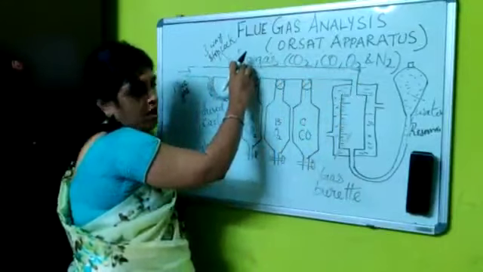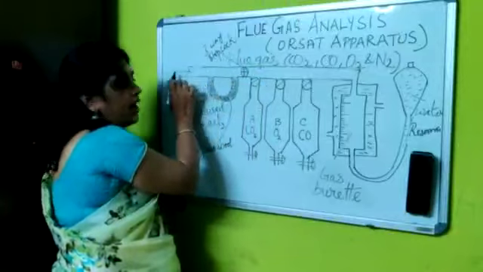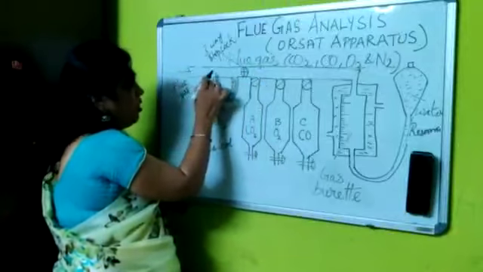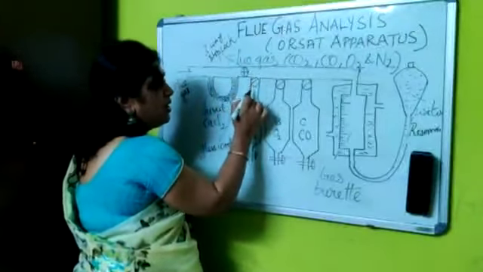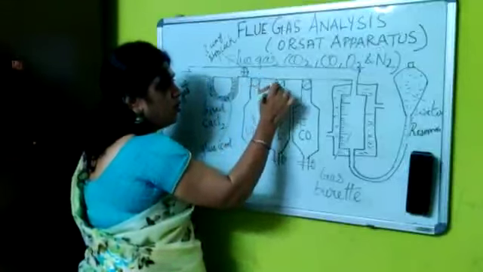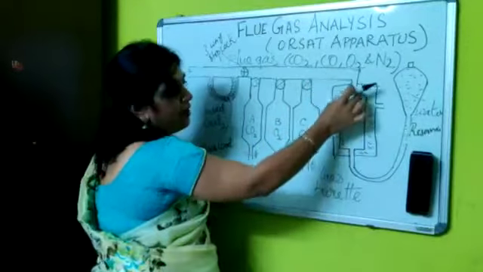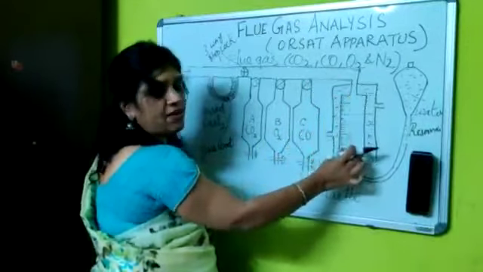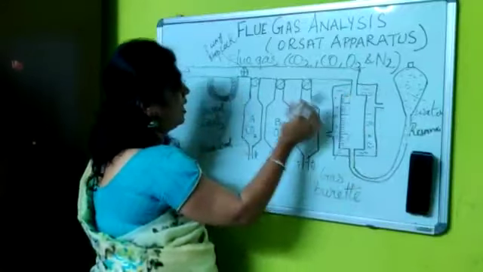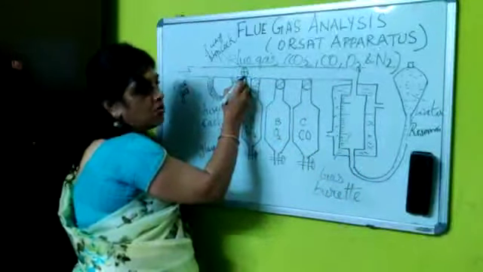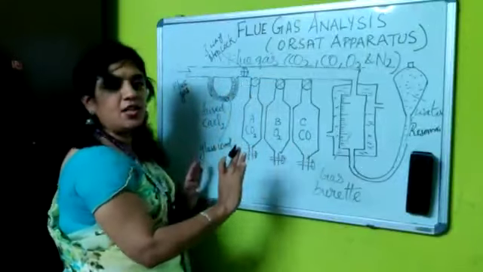Then the stopper is opened and the flue gas enters through this long tube into this calcium chloride tube, and all the three absorption bulbs are stopped using a stopper. Then the flue gas enters into the gas burette and fills up to 100 cc. So this is our second step. After 100 cc of flue gas is filled inside the gas burette, the stopper is closed, and these three absorption bulbs are also closed. So everything is now closed.